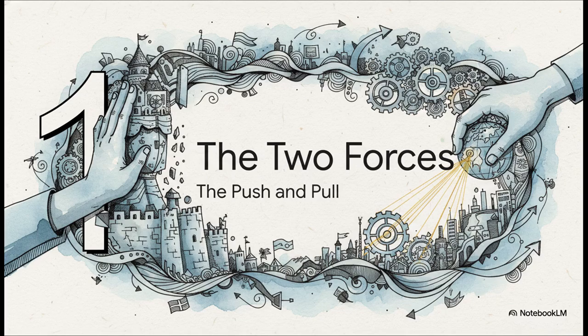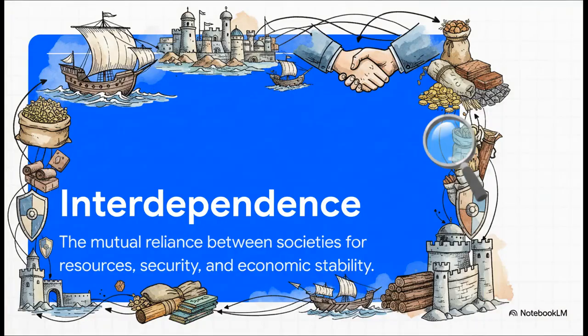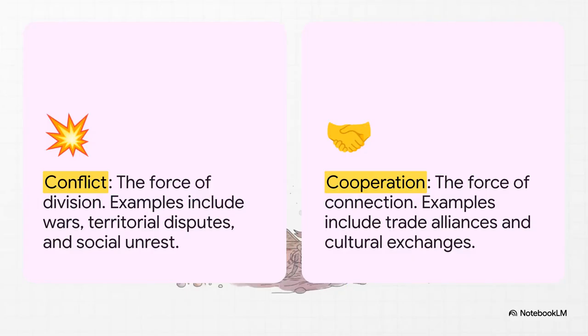Let's dig into the fundamental push and pull that shapes how different societies, well, get along or don't. So here's the first big idea you've got to grasp. No society is an island. It just doesn't work that way. Whether it's for trade, resources, or just basic security, groups of people have always had to rely on each other. This interdependence, it's the thing that forces us all to interact. And that interaction really boils down to two main forms.